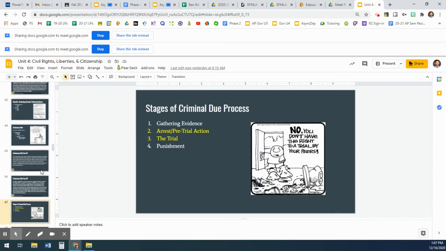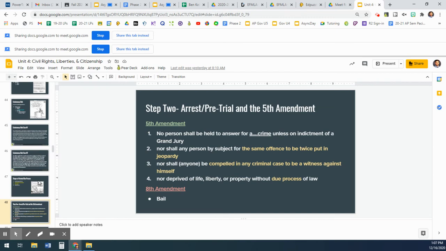All right, so moving on to the arrest and pretrial action as well as the trial itself. The Fifth Amendment states several different things, right? No person shall be held to answer for a crime unless on indictment by a grand jury, which we're not going to focus on as much in this particular instance. But one we are going to pay attention to is the clause of double jeopardy, right? You cannot be tried for the same crime twice. Additionally, no one can be compelled to testify or serve as a witness against himself.